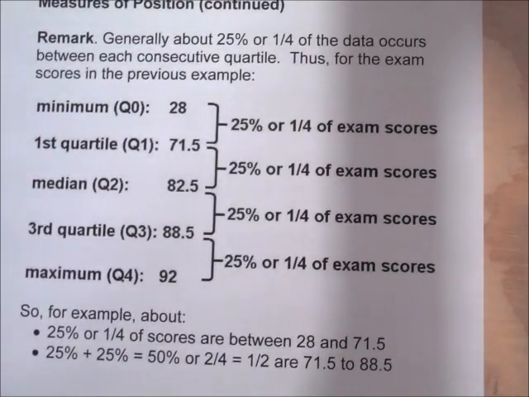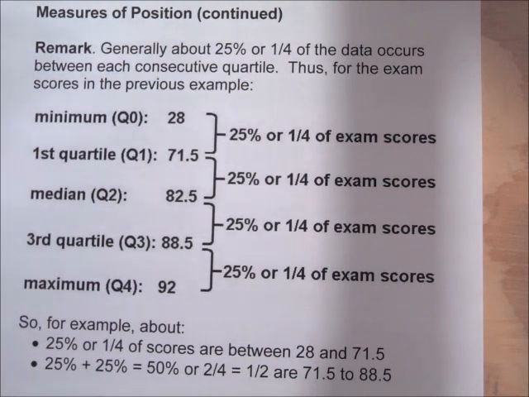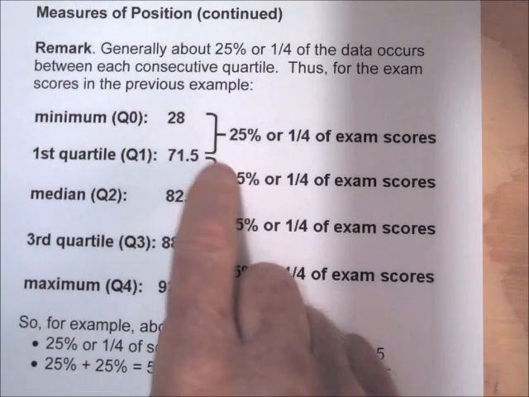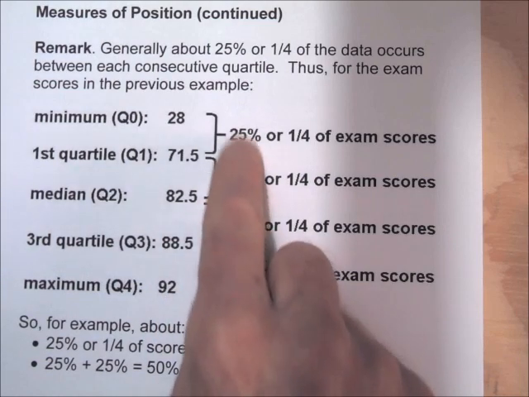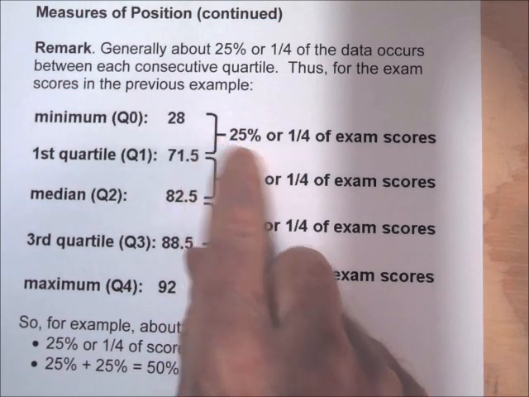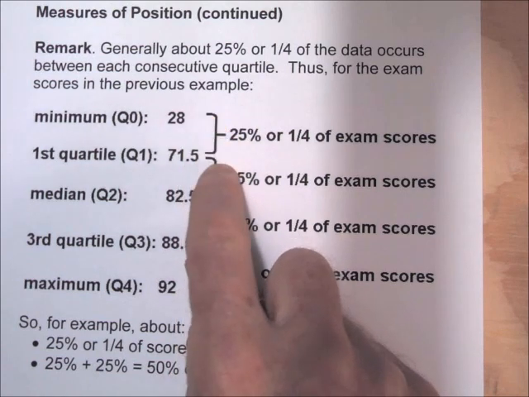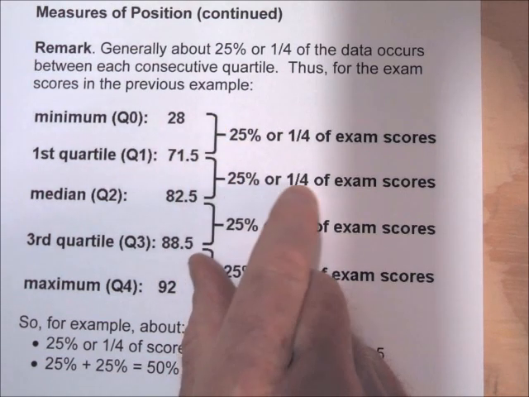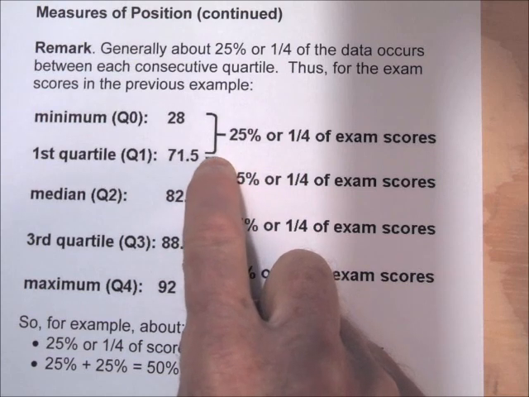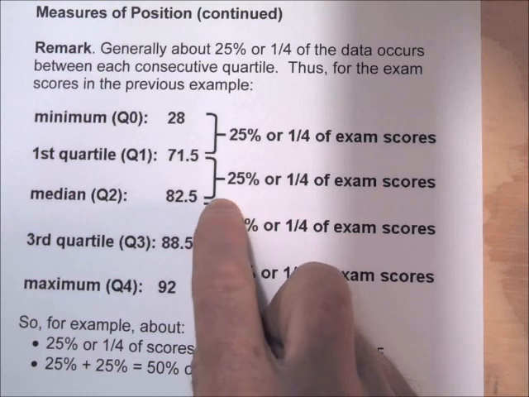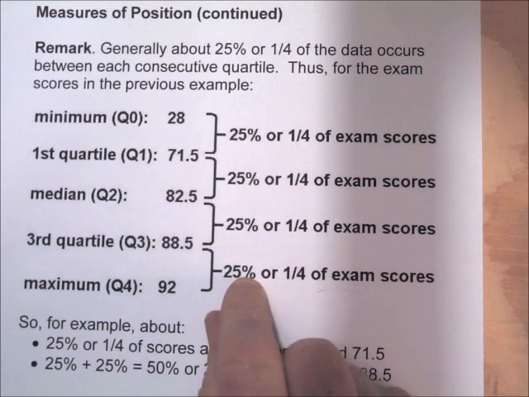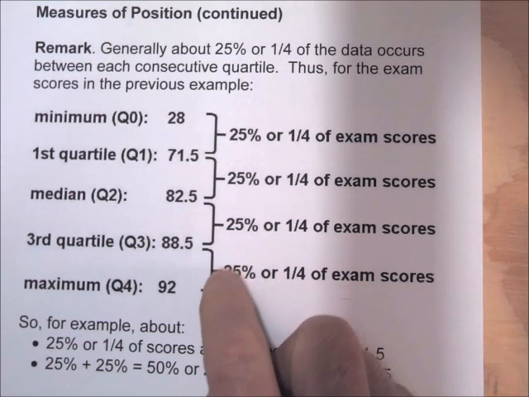Some of the exercises ask you to give percentages between various quartiles. The quartiles basically divide the data into 4 equal-sized pieces. There's 25% of the data, or 1/4 of the data, between Q0 and Q1. 25%, or 1/4 of the data, between Q1 and Q2. Another 25%, or 1/4, between Q2 and Q3. Another 25%, or 1/4, between Q3 and Q4.